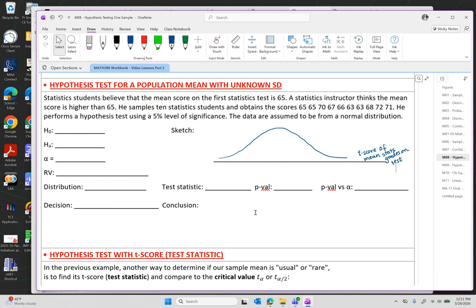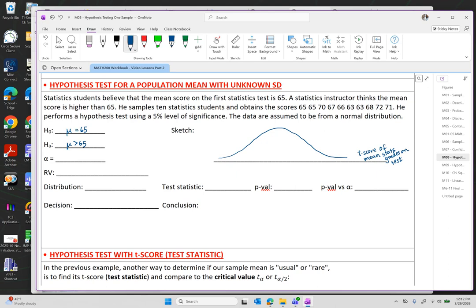So statistics students believe that the mean score of the first statistics test is 65. A statistics instructor thinks the mean is higher than 65, and he samples 10 statistics students and obtains the following scores. He performs a hypothesis test using a 5% level of significance, and the data are assumed to be from a normal distribution. So here, the instructor claims the alternative hypothesis that the mean is greater than 65, and the students believe theoretically that the mean is equal to 65 or less than or equal to 65.